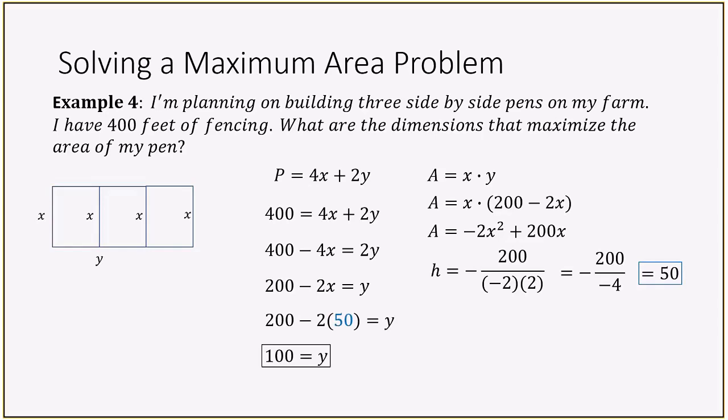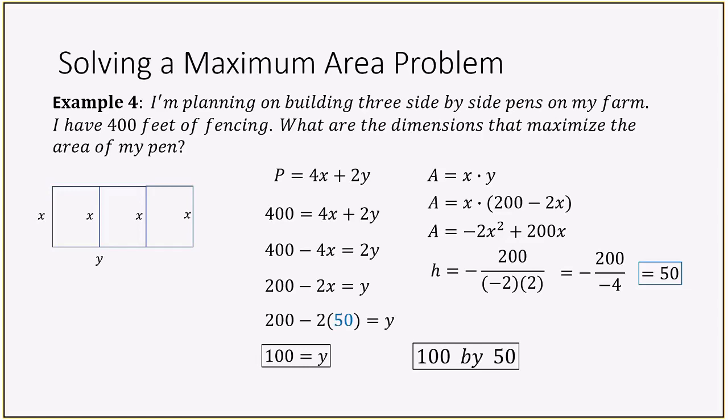Well, 2 times 50 is 100. 200 minus 100 gets me 100. And so those are my two dimensions. It's 100 feet by 50 feet. I should include units, so that should say 100 feet by 50 feet. I would lose points on a test if I wrote that answer without units.